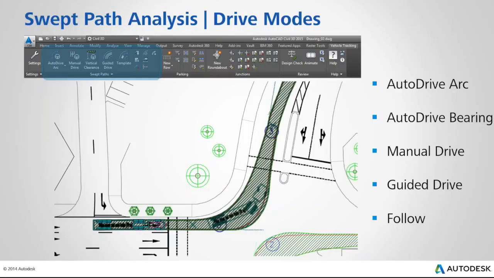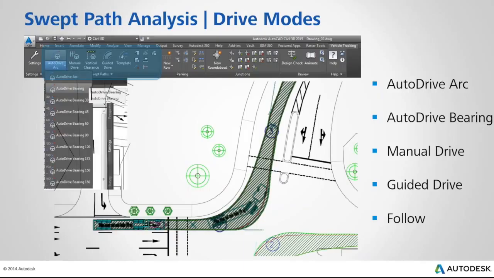The guided drive is used for trams and other light rail vehicles where the position is driven by a rail layout. And the follow method, which lets us track a vehicle along a predefined polyline, spline, or even a Civil 3D alignment. And we can actually combine these methods with each other to create some complex driving modes.